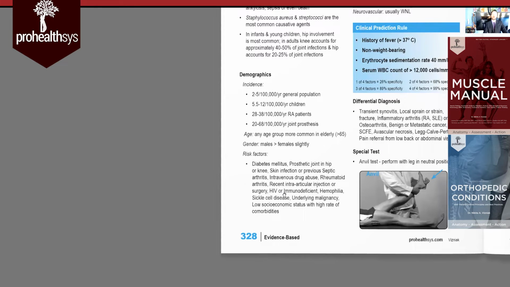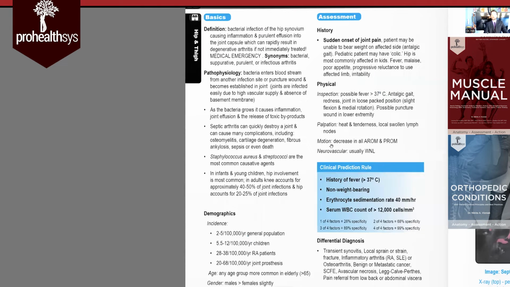Risk factors: diabetes, joint replacements, skin infections, previous septic arthritis, intravenous drug users, because we can see it's a direct application for how the bacteria can get in, rheumatoid arthritis, recent injections, potentially following surgeries. If you're immunodeficient, blood bleeding issues, sickle cell anemias, maybe a cancer under there, and low socioeconomic status, all are increased risk factors for this condition.